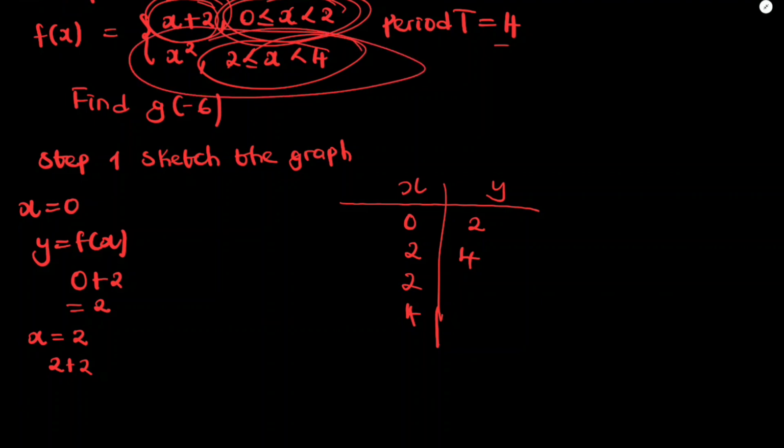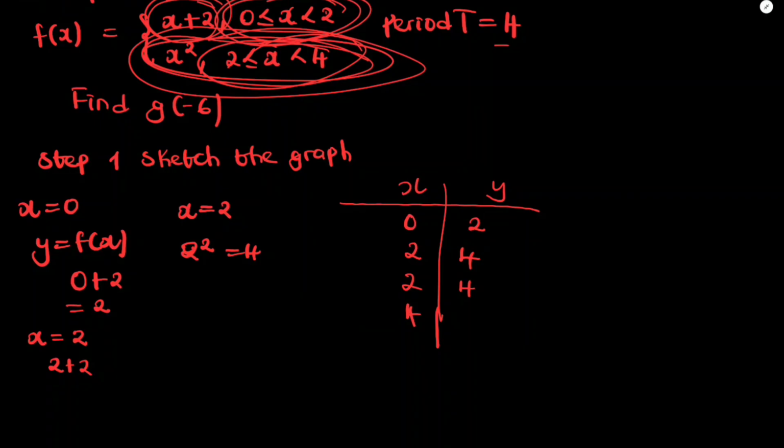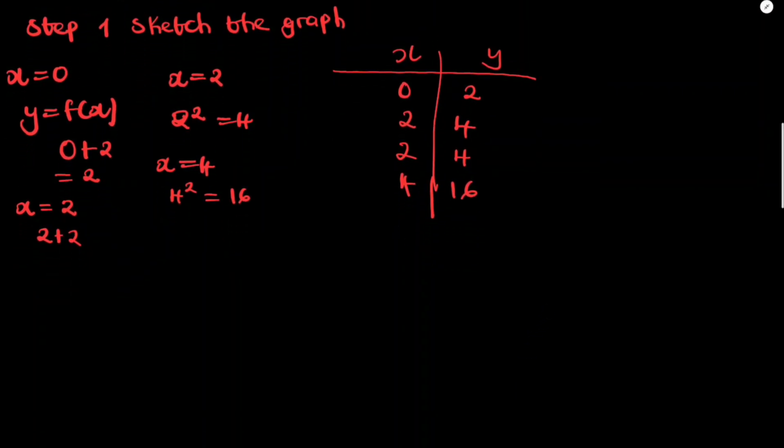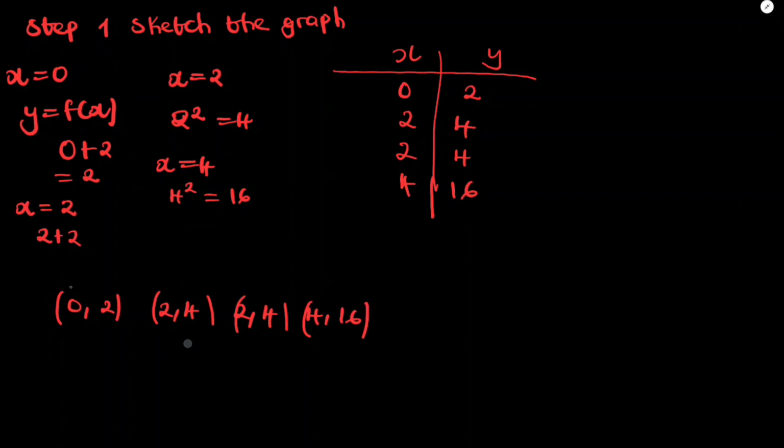Let's take the second case. When x is equal to 2 in this second range, we have 2 squared, which is equal to 4. So it's the same thing. And let's take the second one, 4. When x is 4, we have 4 squared, which is 16. So these are our coordinates: (0, 2), (2, 4), (2, 4), (4, 16). So this is x, y, x, y, x, y, and x, y.